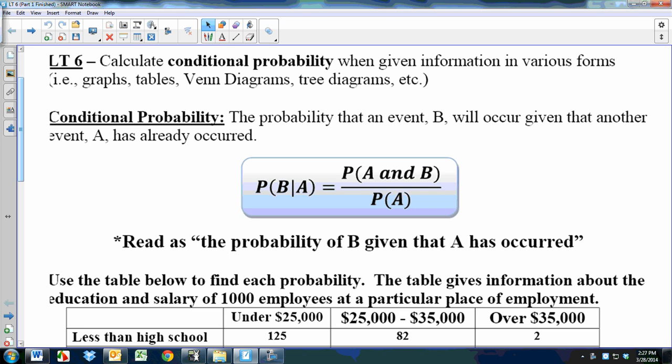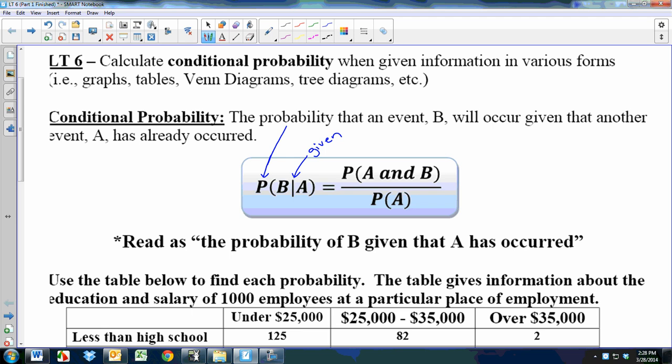this way. The probability, the P, parentheses, B given A. The P stands for probability. The B is event B, and the vertical bar is when you say the word given. So whatever's after the vertical bar, the A, is the given condition. You find that using the formula: probability of A and B divided by the probability of A.